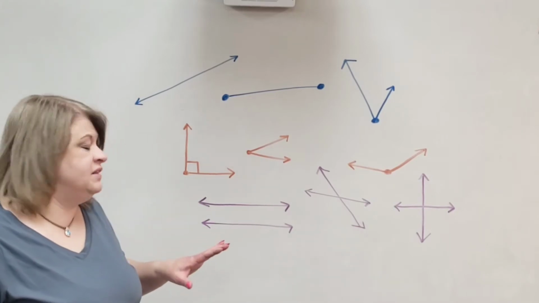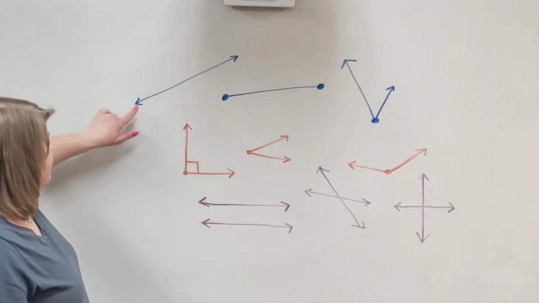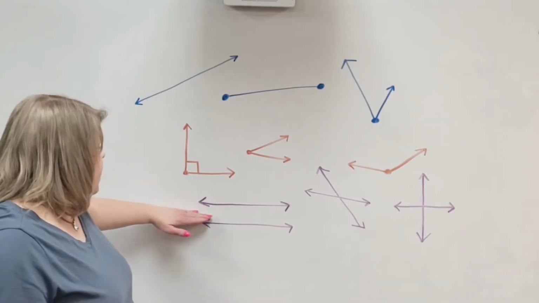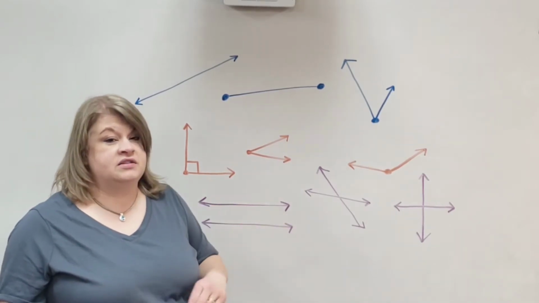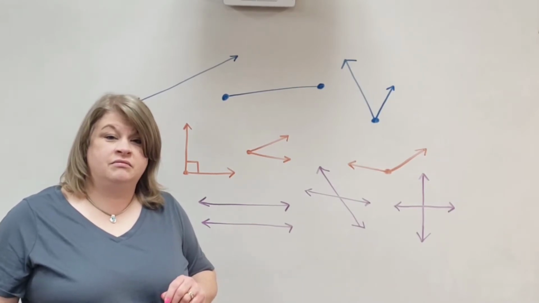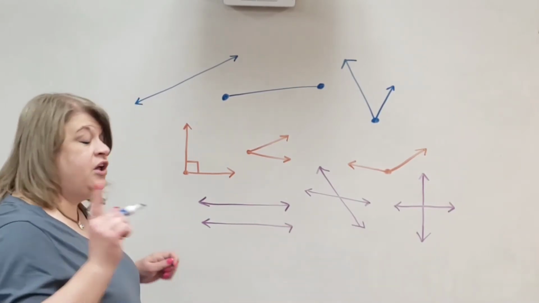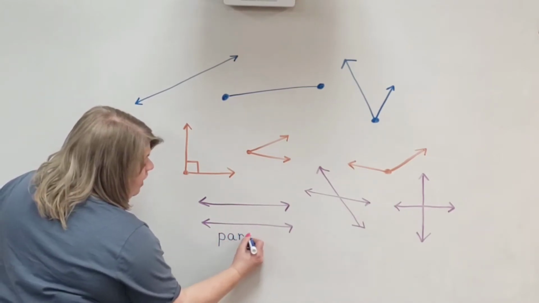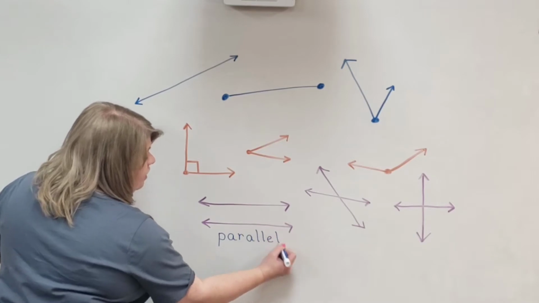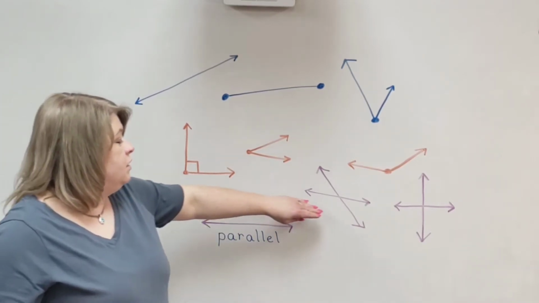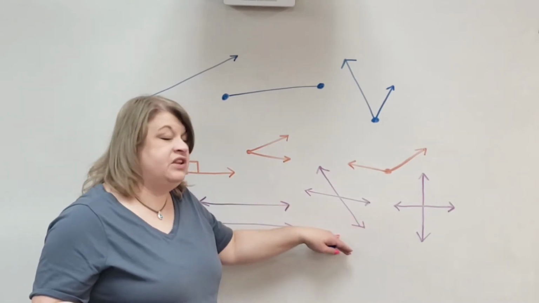Let's go down to these purple ones. These are special lines. Here I see two lines just like this, but they go on in each direction forever and they never cross. Do you remember what we call those kind of lines? If you said parallel, you are right. So let's look at how that's spelled. P-A-R-A-L-L-E-L. Parallel lines. They go on forever. They don't stop.